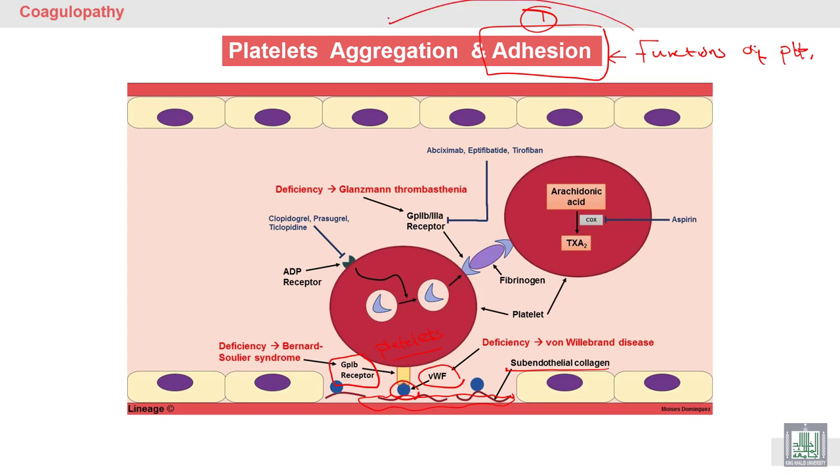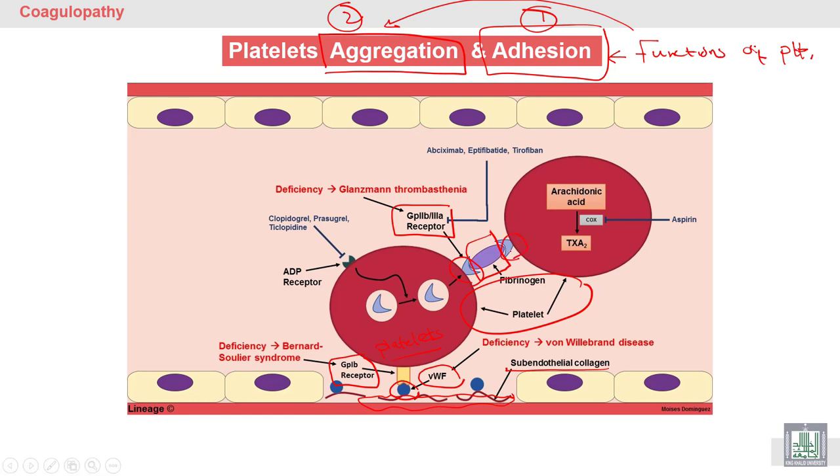The second function of the platelets is aggregation. What is the meaning of aggregation? Aggregation means platelet to platelet: adhesion of platelet to platelet by the aid of a protein called fibrinogen through the receptor called glycoprotein 2B3A receptor.